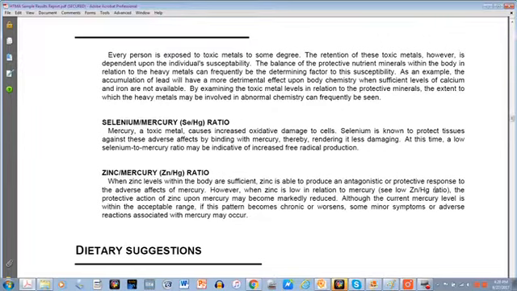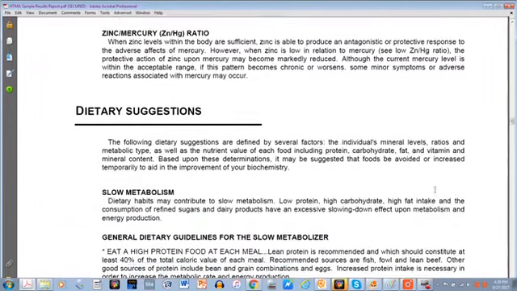Zinc-mercury. When zinc levels within the body are sufficient, zinc is able to produce an antagonistic or protective response to the adverse effects of mercury. However, when zinc is low in relation to mercury, the protective action of zinc upon mercury may become markedly reduced. Although the current mercury level is within the acceptable range, if this pattern becomes chronic or worsens, some minor symptoms or adverse reactions associated with mercury may occur.